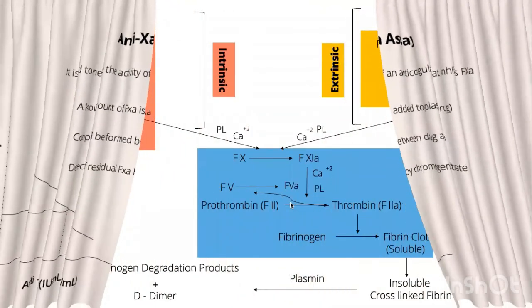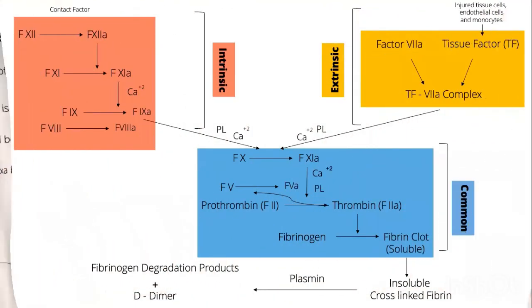So let's open the curtains to summarize everything. We studied in this video 2 cascades, or we can say 3 cascades if we count the common pathway as a separate one, though we should not do this. We just have 2 cascades, the intrinsic one and the extrinsic one. The extrinsic one starts with tissue factor binding with the active form of factor 7. So the extrinsic here is represented mainly by factor 7. And then we have the intrinsic.